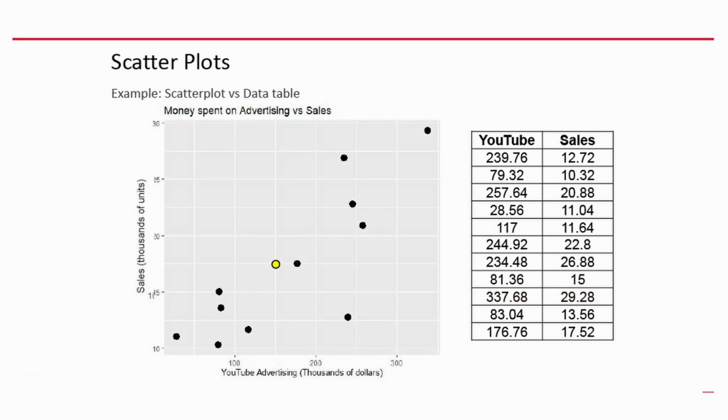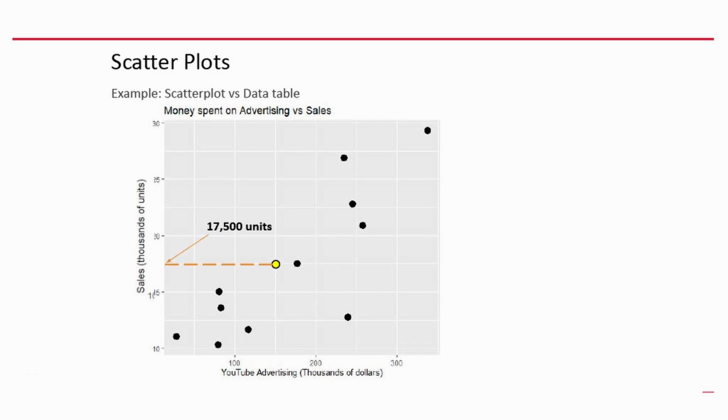Now that's true for any one of these dots. The yellow one here also corresponds to an amount spent on advertising and a corresponding amount of sales. To figure both of those out, you can just retrace back to the x-axis and the y-axis. That corresponds to what seems to be about $150,000 on YouTube advertising, and what looks to be about 17,500 units sold.